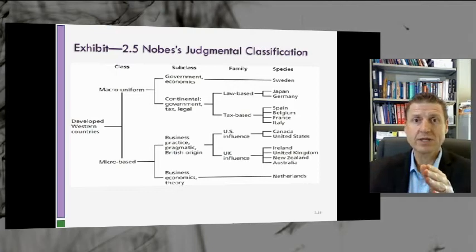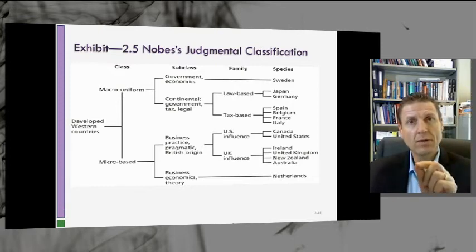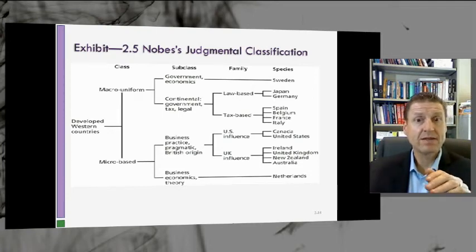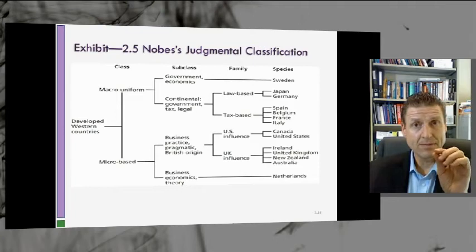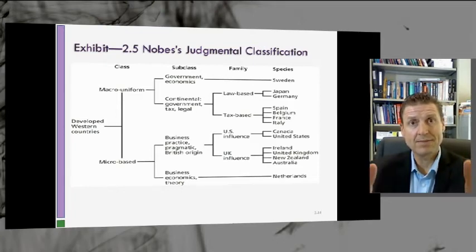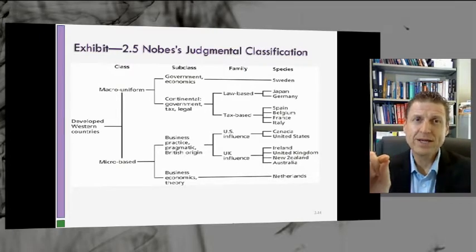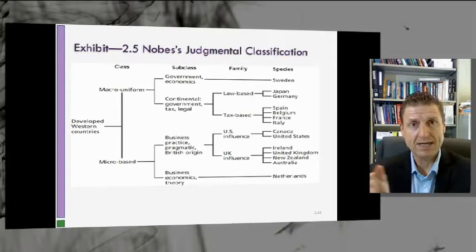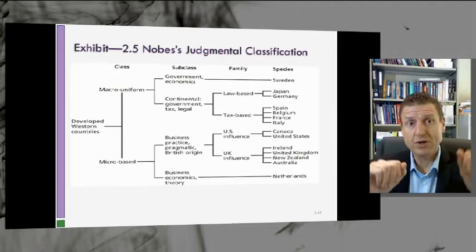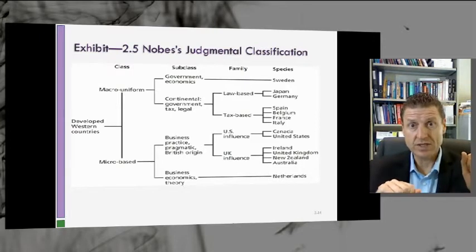And so as you can see in this judgmental classification, the macro-micro is going into some subclass, and then there's a different family, whether it's law-based or tax-based. Just to be clear here, when we say law-based, we mean accounting law-based. And then we have the bottom family, US influence or UK influence. There's not much difference there because they are both influenced by the bottom-up source of private capital. And then we have specific countries that are representing these different subclasses. But at the end of the day, the biggest difference is in terms of the bottom-up subclass, of the micro-based countries, and the top-down approach of the macro-uniform code law legalistic-based countries.